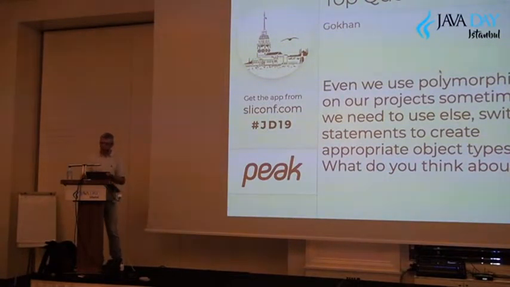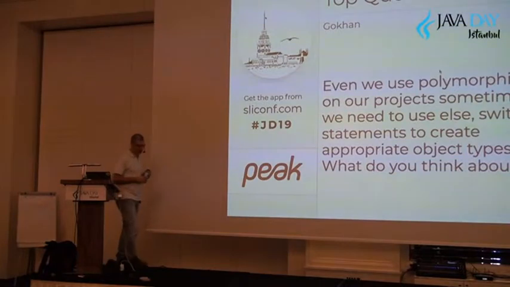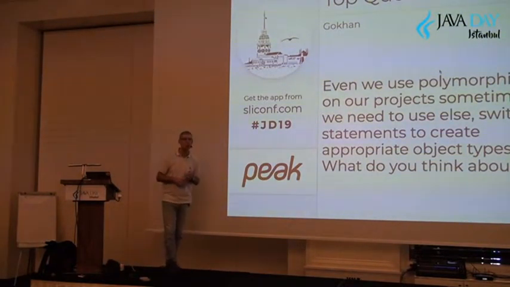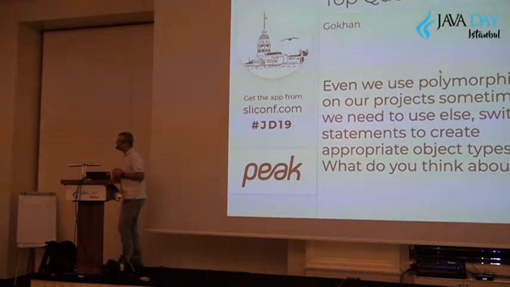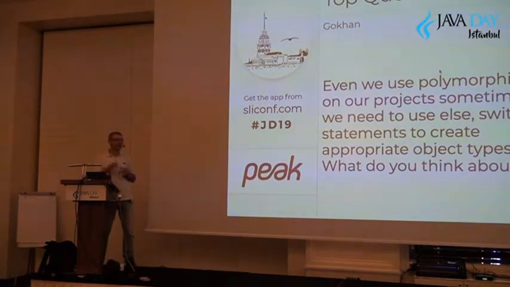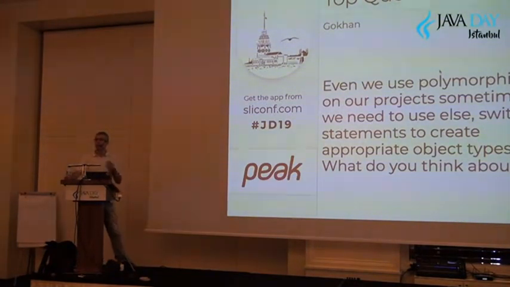Even when we use polymorphism on our projects, sometimes we need to use if-else or switch statements to create appropriate object types. What do you think about it? That's an interesting view. I guess the only time when you need to do it is when you probably already have a factory, and depending on some parameters you want to create a type of object or another. But for this one I would probably need to have the code, because it's a bit abstract. So Gökhan, come to me afterwards, show me some code, and then we can discuss it.